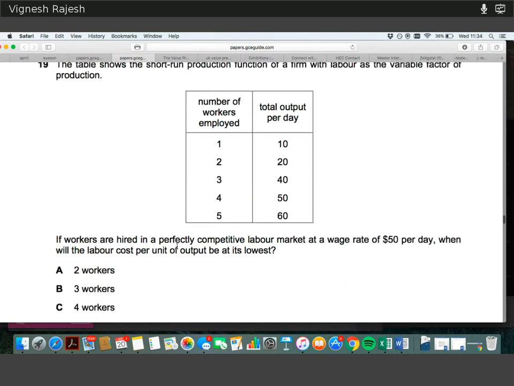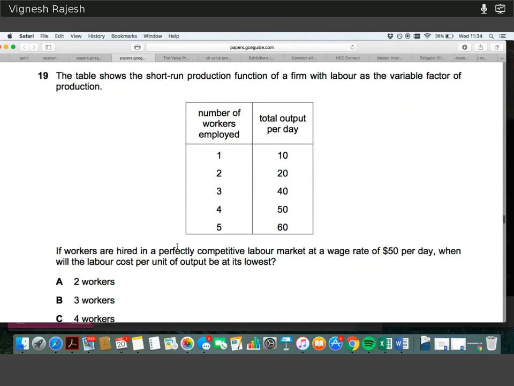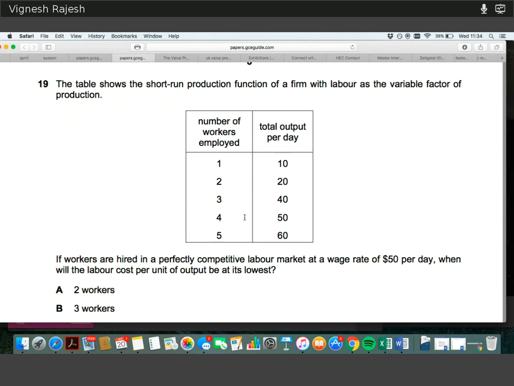Okay, question 19. This should be a fairly simple question because we essentially need to work out labour cost per unit of output. The labour cost is pretty simple. It's just 50 times how many workers are employed. So in the case when one is employed, that's $50, and then the per unit of output portion. So we know the labour cost per unit of output with 1 worker is 5. With 2 workers, it's also 5.